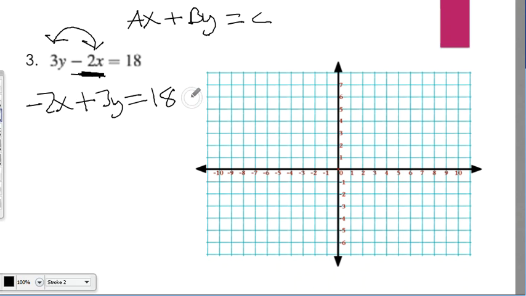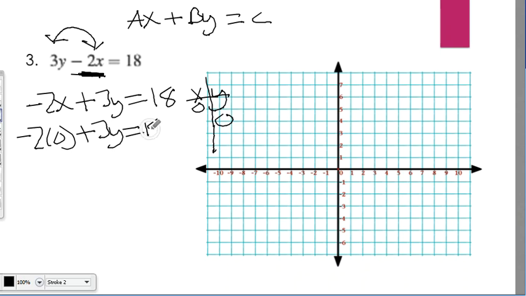Okay, now once our equation is in standard form, we are going to find our x and y intercepts by letting the x be 0 and solve for the y, and letting the y be 0 and solve for the x. So negative 2 times 0 plus 3y equals 18. And then negative 2 times 0 is 0, which leaves us with 3 times y equals 18. And then you divide by 3 on both sides. So the y equals 6.